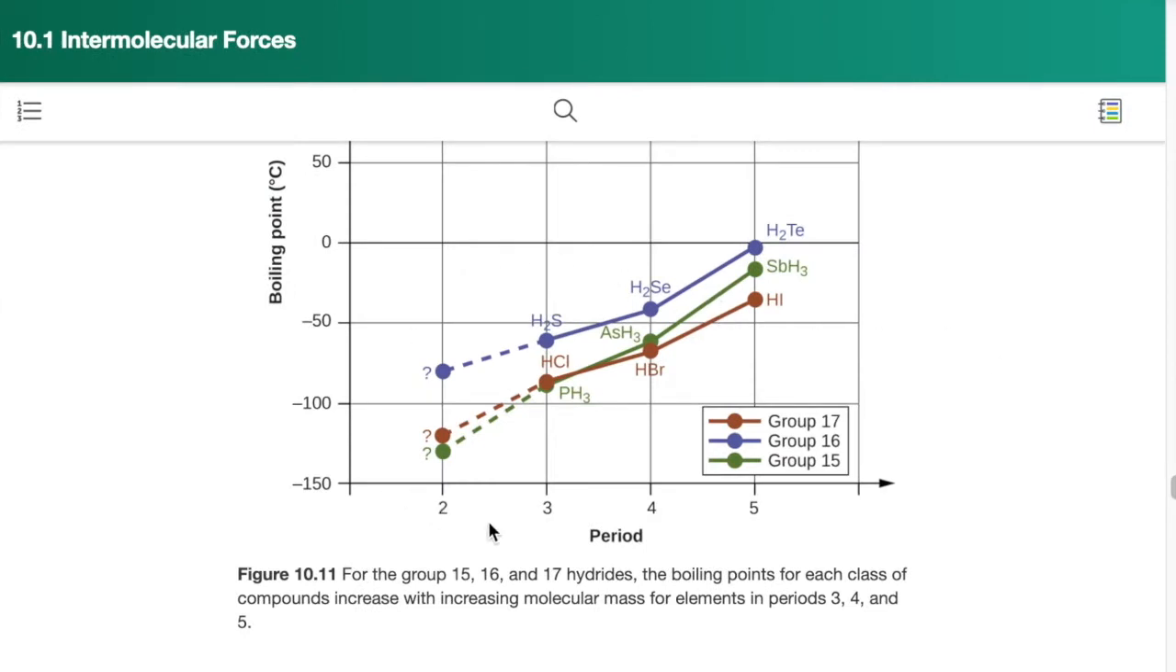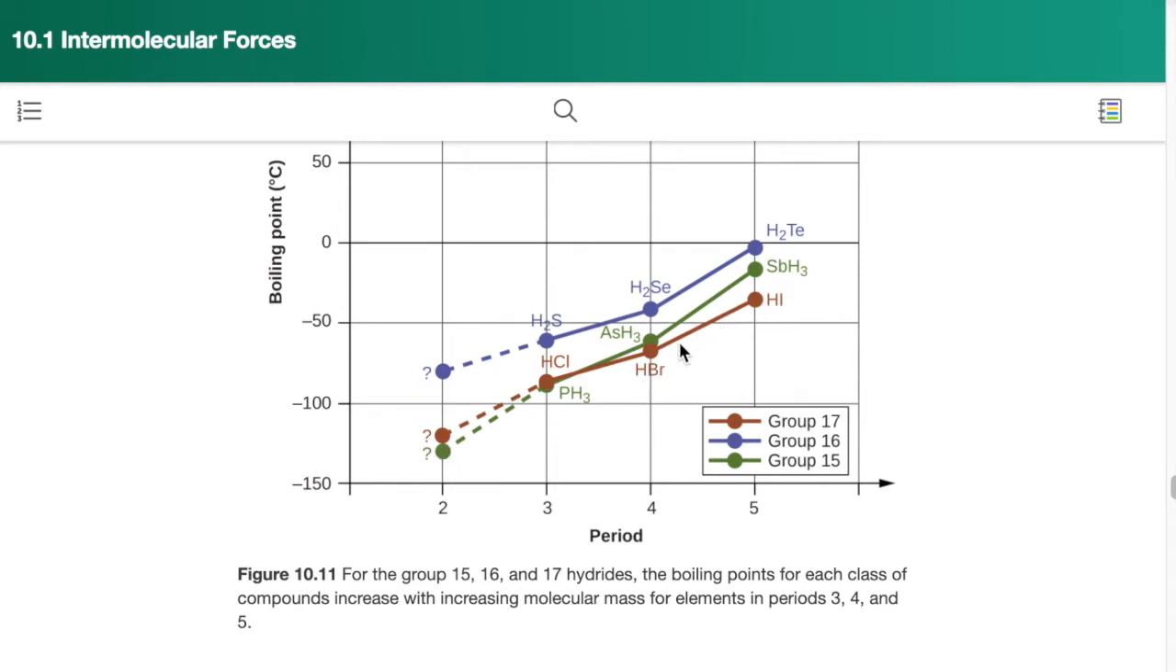I wanted to point out this chart in your textbook that is a pretty dramatic illustration of the strength of hydrogen bonding. They have a comparison of elements in group 15. So we have phosphorus, we have arsenic, we have antimony, and then above phosphorus would be nitrogen. So we have PH3, AsH3, SbH3, and then NH3. If it followed this trend, ammonia would have a boiling point here.